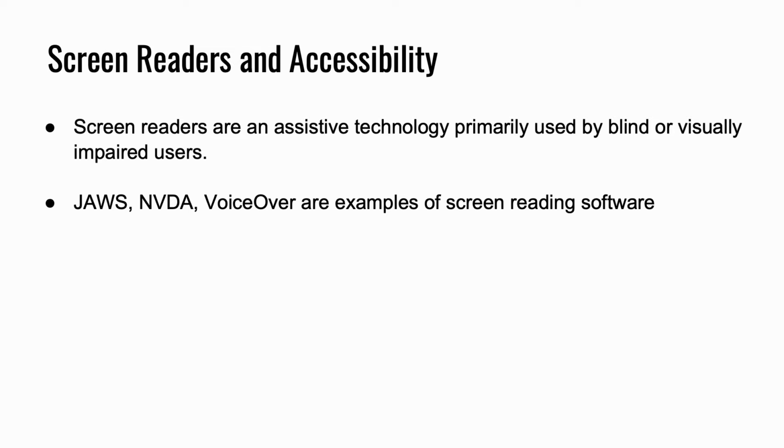Screen readers are programs that allow blind or visually impaired users to read the text that is displayed on the computer screen with a speech synthesizer or braille display. JAWS, Job Access with Speech, NVDA, Non-Visual Desktop Access, and VoiceOver are examples of screen reading software. They interface between the computer's operating system, its applications, and the user.